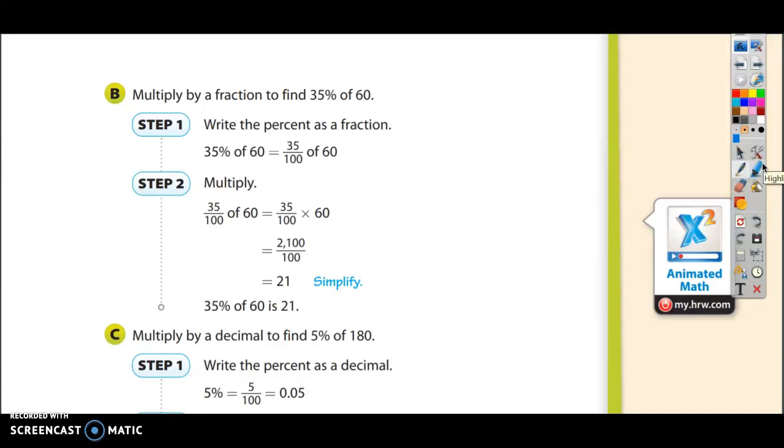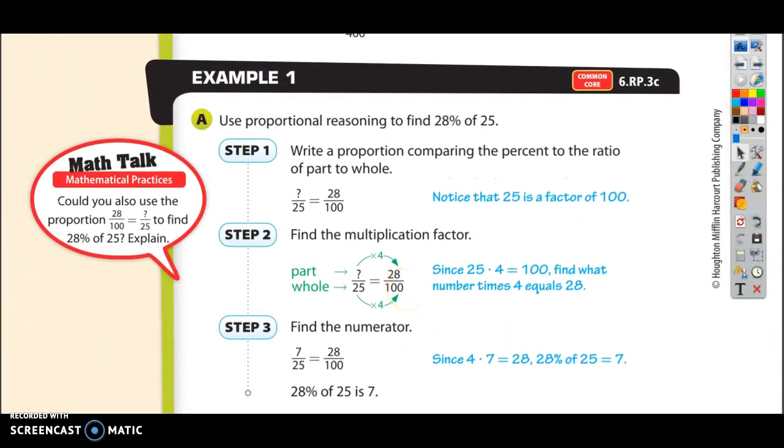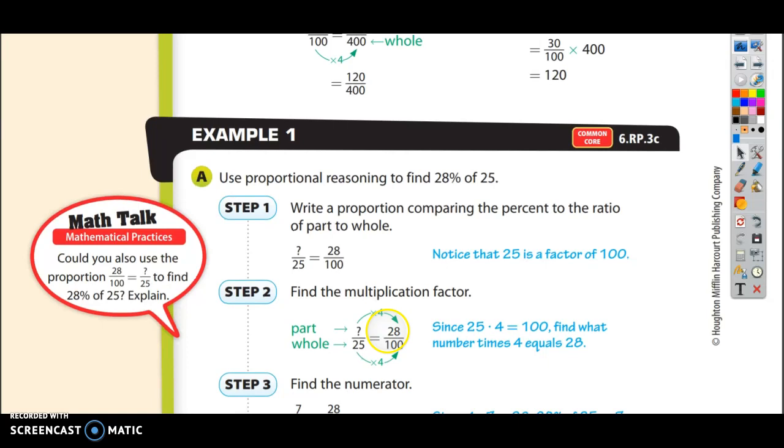Okay, we're at the top of page 217. We're actually going to go back and look at the bottom of page 216 as part of our instruction here, because I want to point out to you that the book is showing you 3 different methods. You're probably going to develop your favorite, but I want to show you when it's appropriate to use one method or the other.